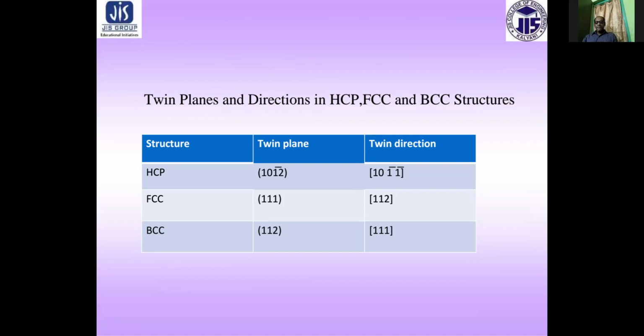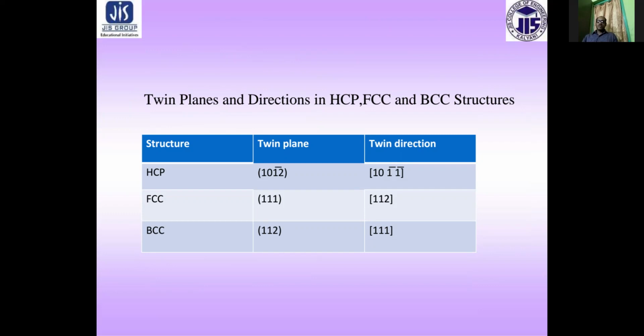Like slip, twinning occurs along certain crystallographic planes and directions, as given in this table. The plane and direction are called the twin plane and twin direction. The twin plane and twin direction of the HCP, FCC, and BCC structures are given.